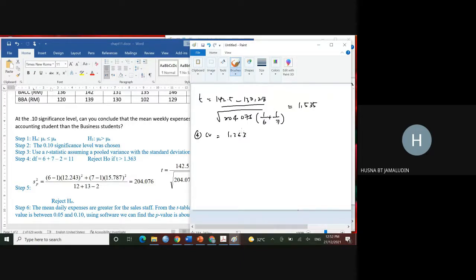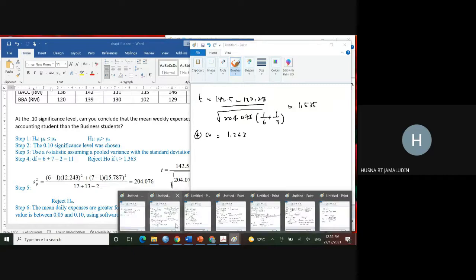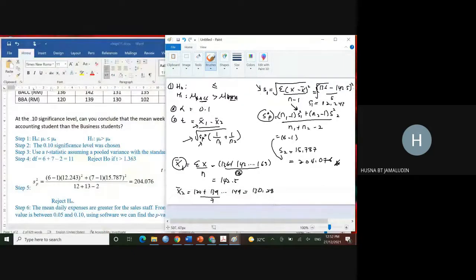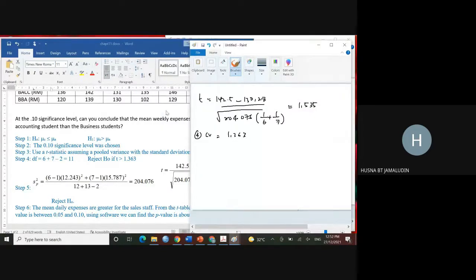Why is the CV positive? Because you are taking the positive value. In this case, BACC is bigger than VBA, so positive. Then you will draw your diagram as usual. The CV is not on the left side; it should be on the right side. It's positive, right? So the CV is 1.363 and this one is 1.53. So is it inside or outside?